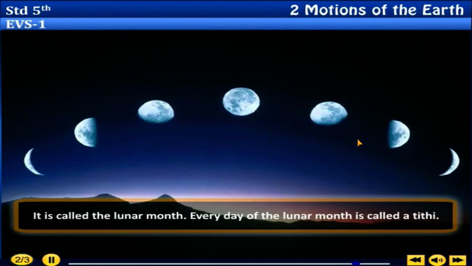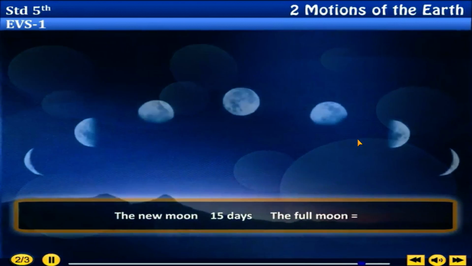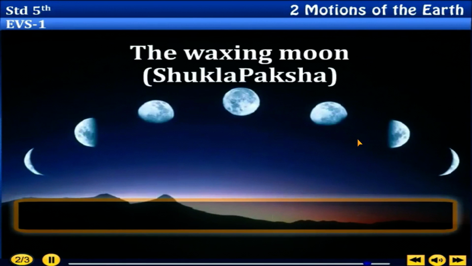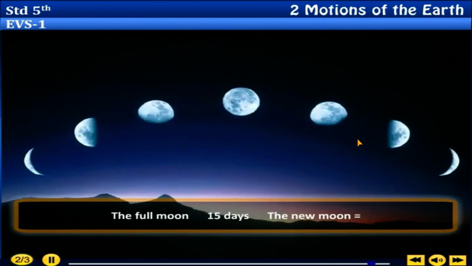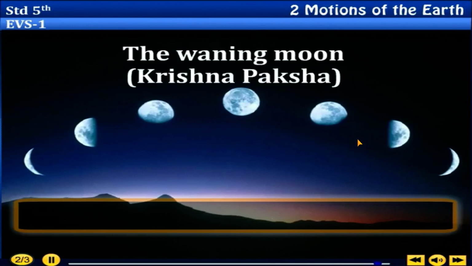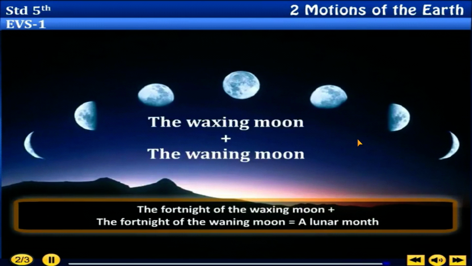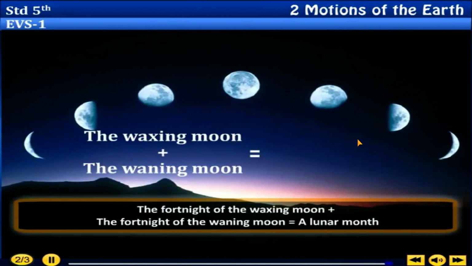Every day of the lunar month is called a tithi. The new moon, 15 days, to the full moon is equal to the waxing moon, Shukla Paksha. The full moon, 15 days, to the new moon is equal to the waning moon, Krishna Paksha. The fortnight of the waxing moon plus the fortnight of the waning moon is equal to a lunar month.